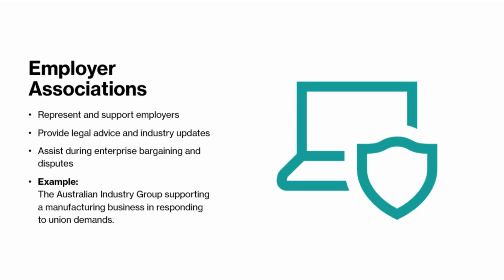3. Employer associations. Think of employer associations as the business world's version of unions, except instead of representing workers, they represent employers. These are industry-based bodies, like the Australian Industry Group or the Victorian Chamber of Commerce and Industry. They offer advice to businesses on things like pay structures, workplace law, and industrial disputes. During negotiations, they might help an employer draft an enterprise agreement or provide support during legal proceedings. So, if a company is unsure how to respond to a proposed union demand, they might go to their employer association for guidance or strategy.